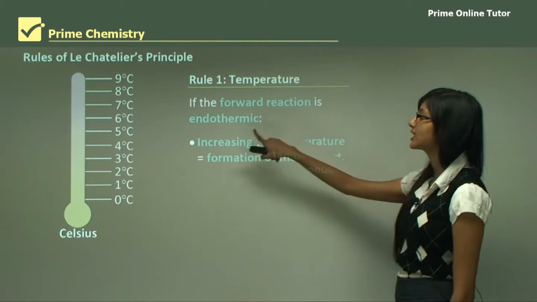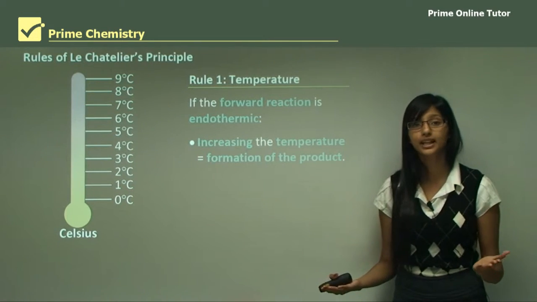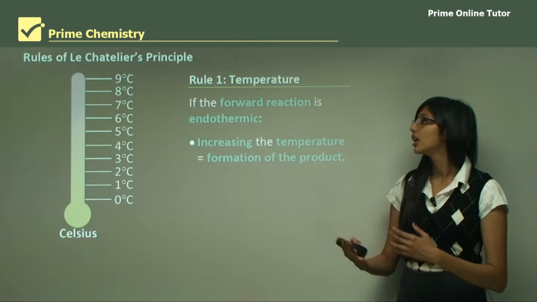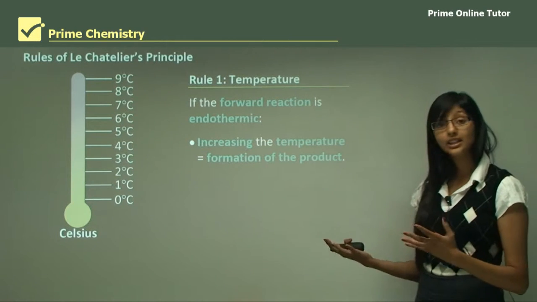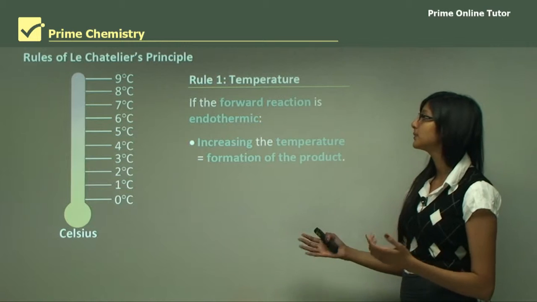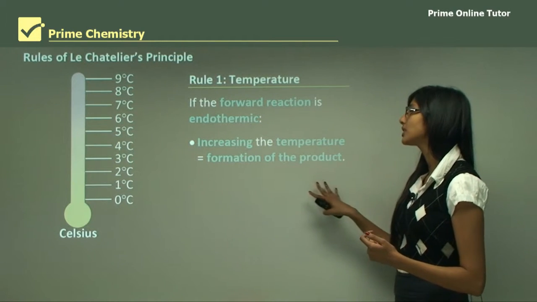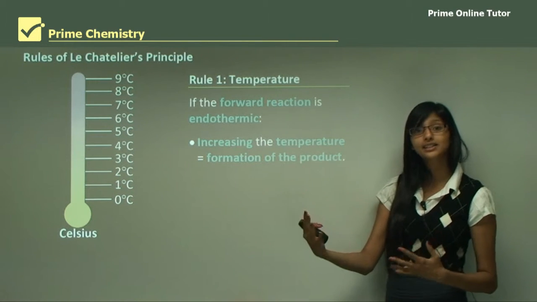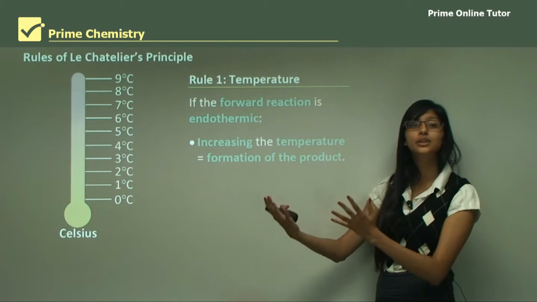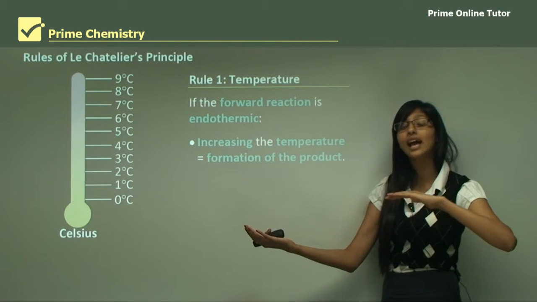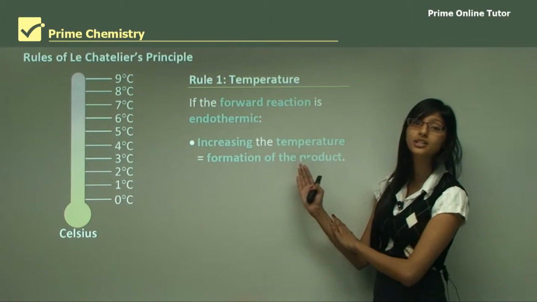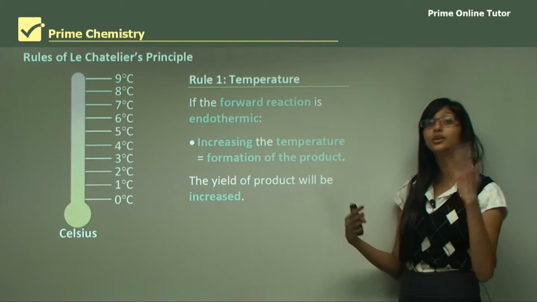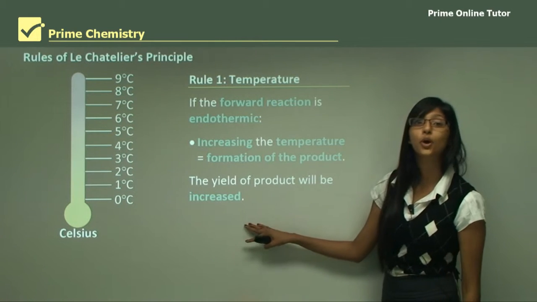So if the forward reaction is endothermic, what does endothermic mean? That the reaction is using energy, such as heat energy, to form the products. So energy is one of the reactants. So if we increase the temperature, then the formation of product will be favored, because increasing the temperature in an endothermic reaction means adding more reactant, and the equilibrium will move to the side to reduce the extra added reactant. Hence, the formation of the product will be favored. As a result, in an endothermic reaction, if you increase the temperature, the yield of product will also increase.